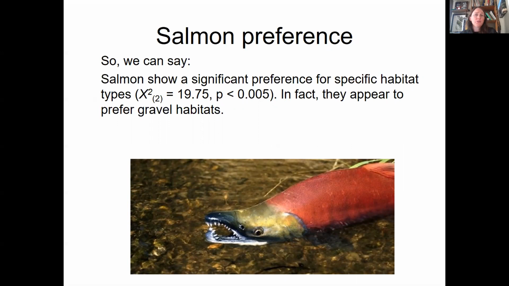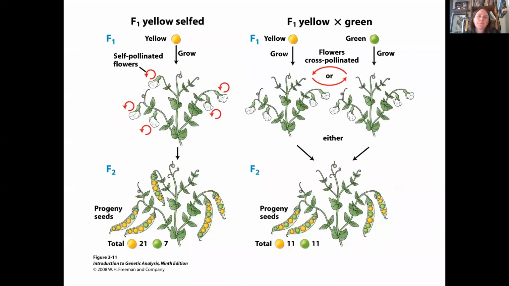Notice in this interpretation of the statistics that all the stats are kind of contained in parentheses. I'm not writing about p-values and chi-square values and null hypotheses. I'm writing about salmon and their habitat preferences, right? And I'm using the statistics as evidence to support my claims. And that's really important in terms of interpreting results.